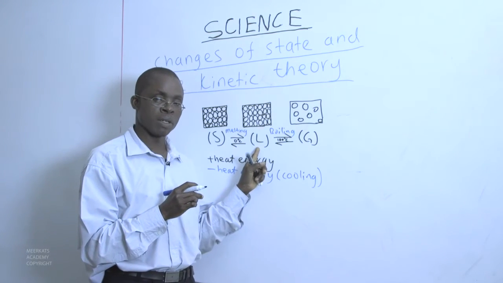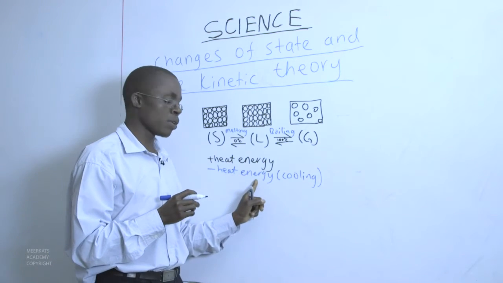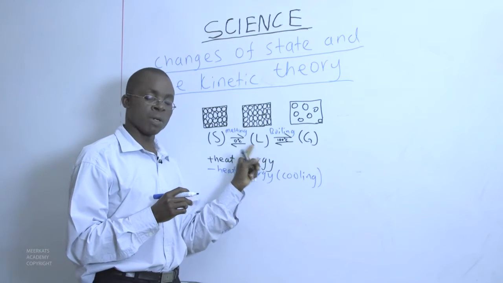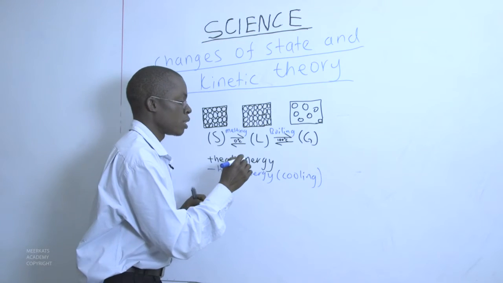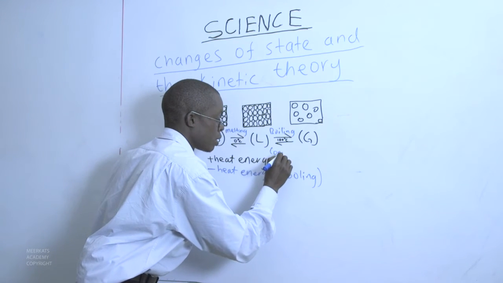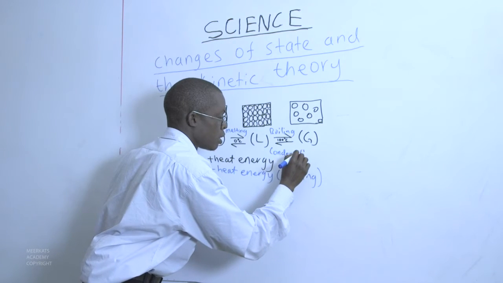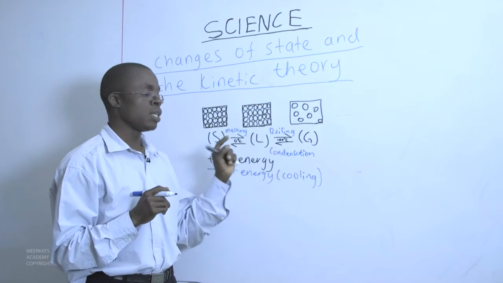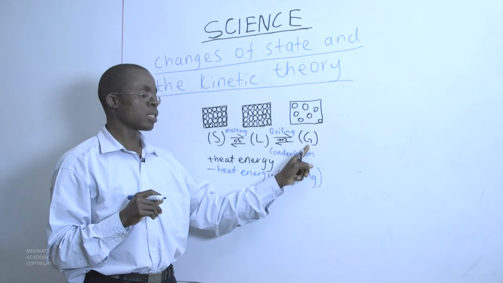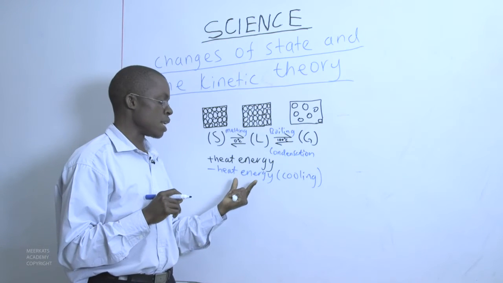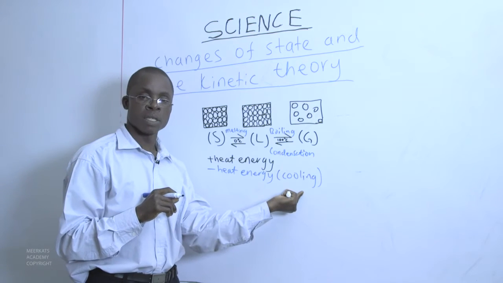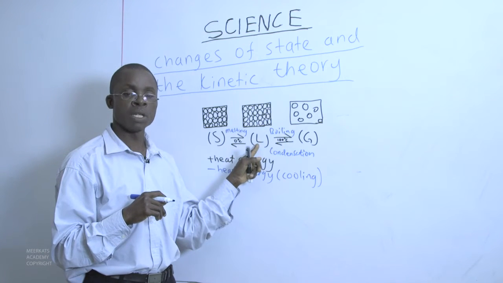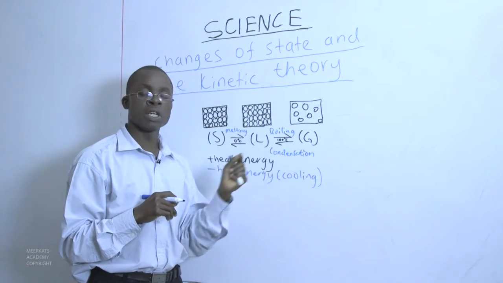That is a liquid. So when you reduce the amount of energy, which is cooling, the gaseous state particles move to liquid state, a process called condensation. So condensation is the process where gaseous particles lose their energy by cooling until they change state into a liquid state. The process is condensation.